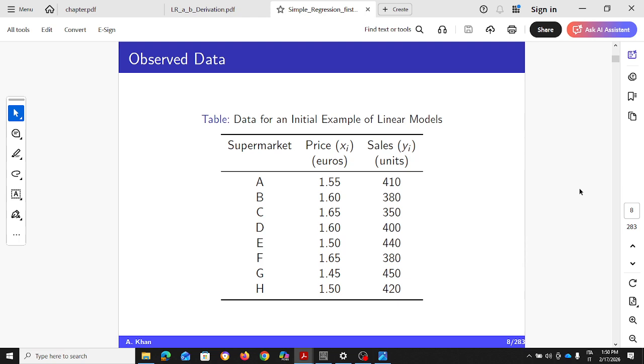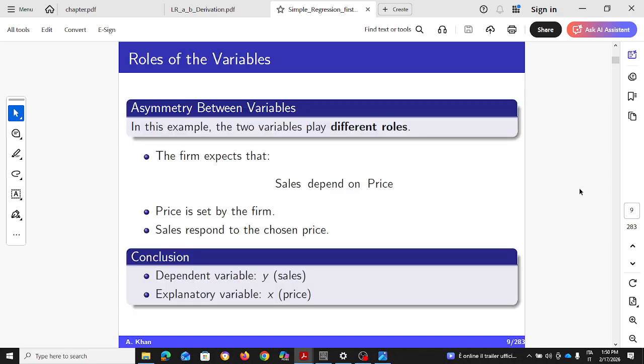Clear? So here is our data set. Supermarket A to H, these are different supermarkets. Each supermarket has a different price, and it turns out that each supermarket sells a different number of units. Okay, keeping this in mind. Now, there is a kind of asymmetry between the two variables. What is that asymmetry? So the two variables play a very different role, x and y.